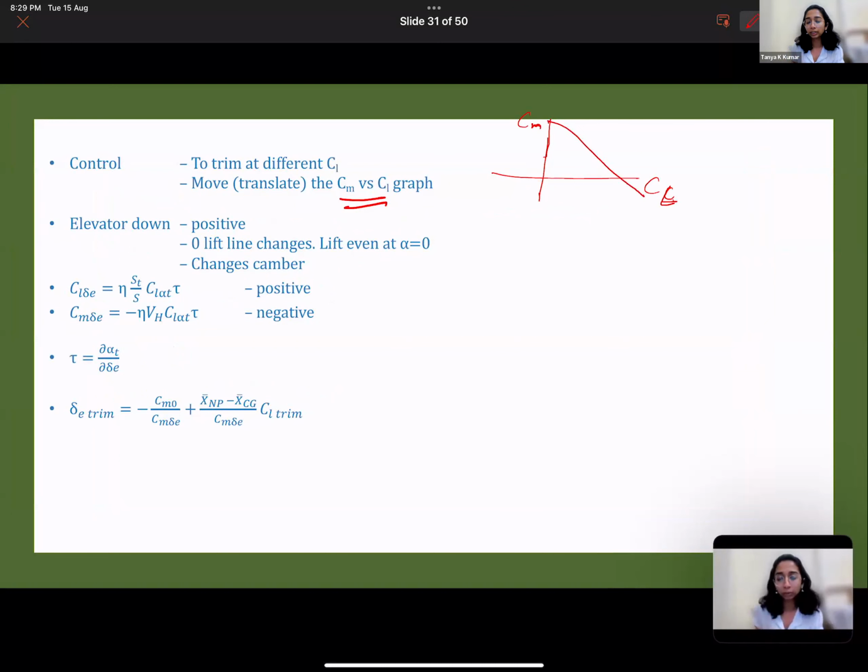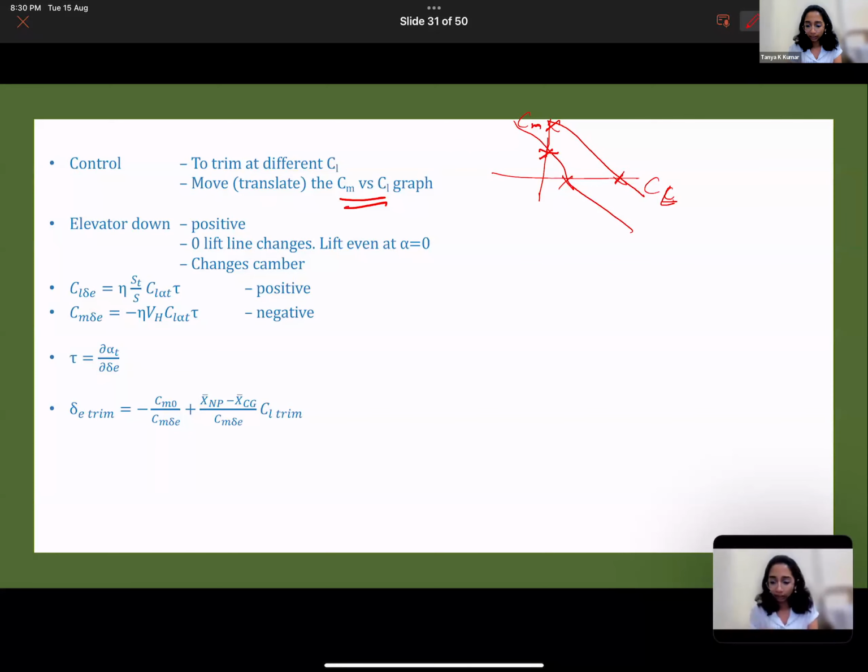Now, what is trim? Trim is when the summation of forces and moments is 0. So in this case, this is trim. If I want to trim at a different angle, I deflect my control surfaces so that the graph moves here. It doesn't change the slope at all, although my drawing is crude. It only changes the intercept, the CM naught value. So control surfaces do not affect stability in any manner. Expect such questions in your exam: if I deflect the elevator down, how will the stability change? It will not change. Elevator is only for control, not for stability.